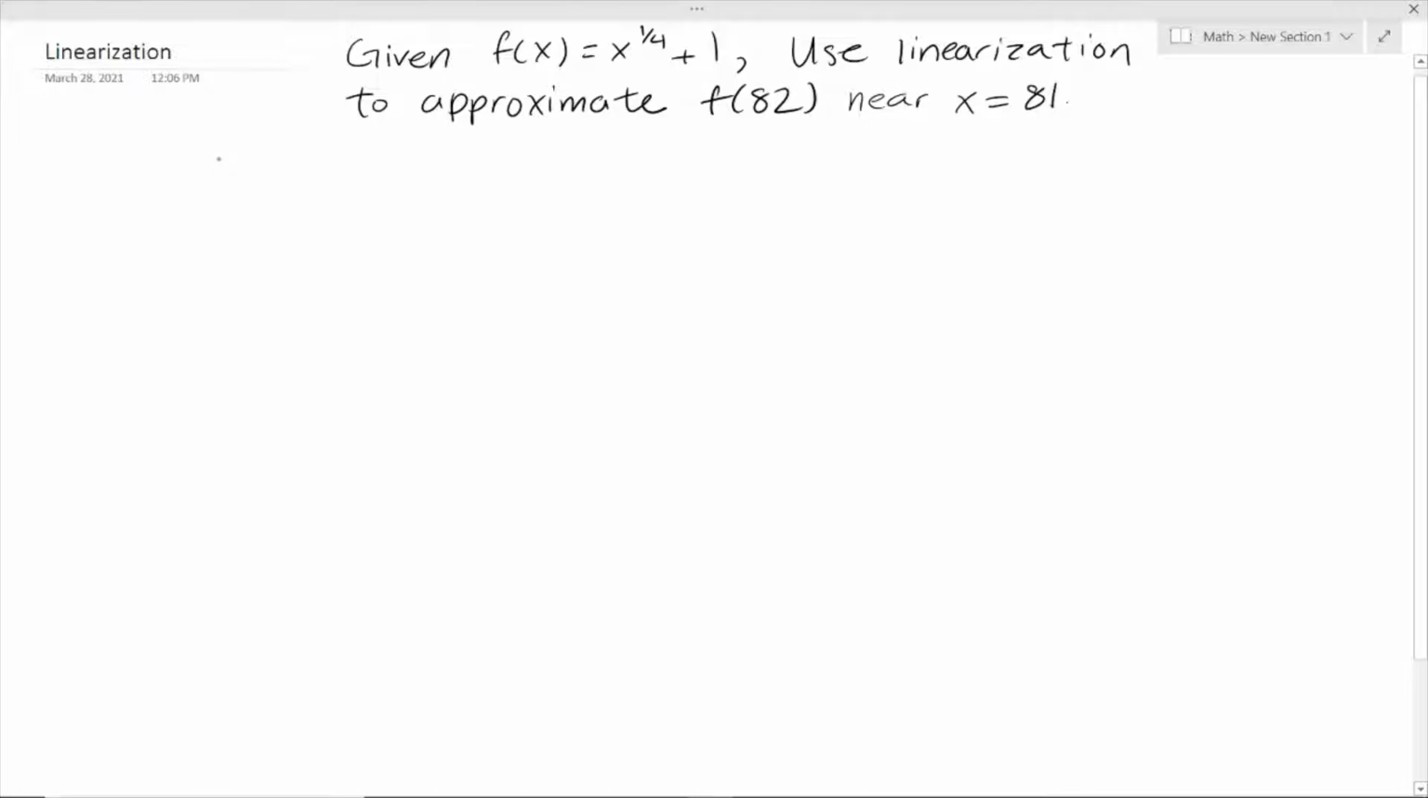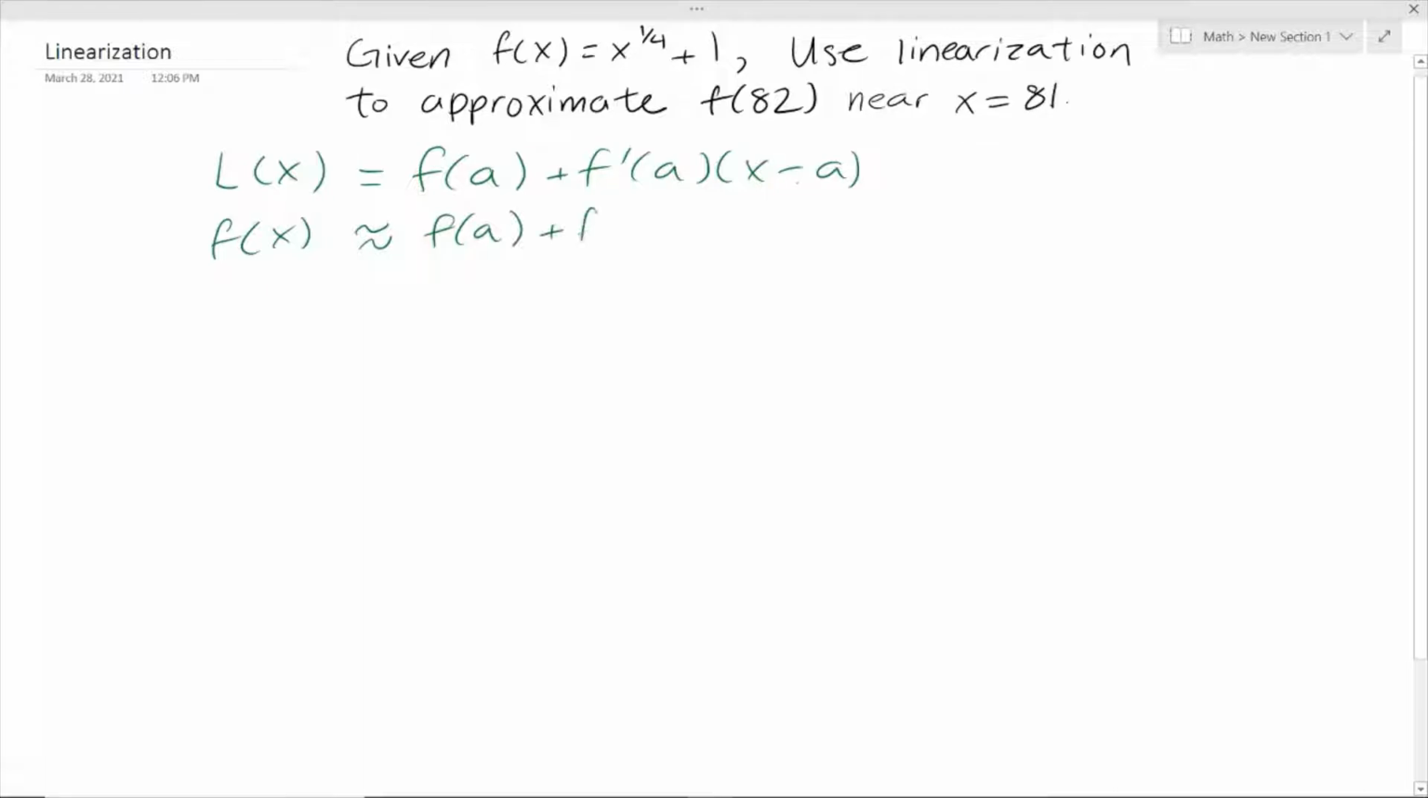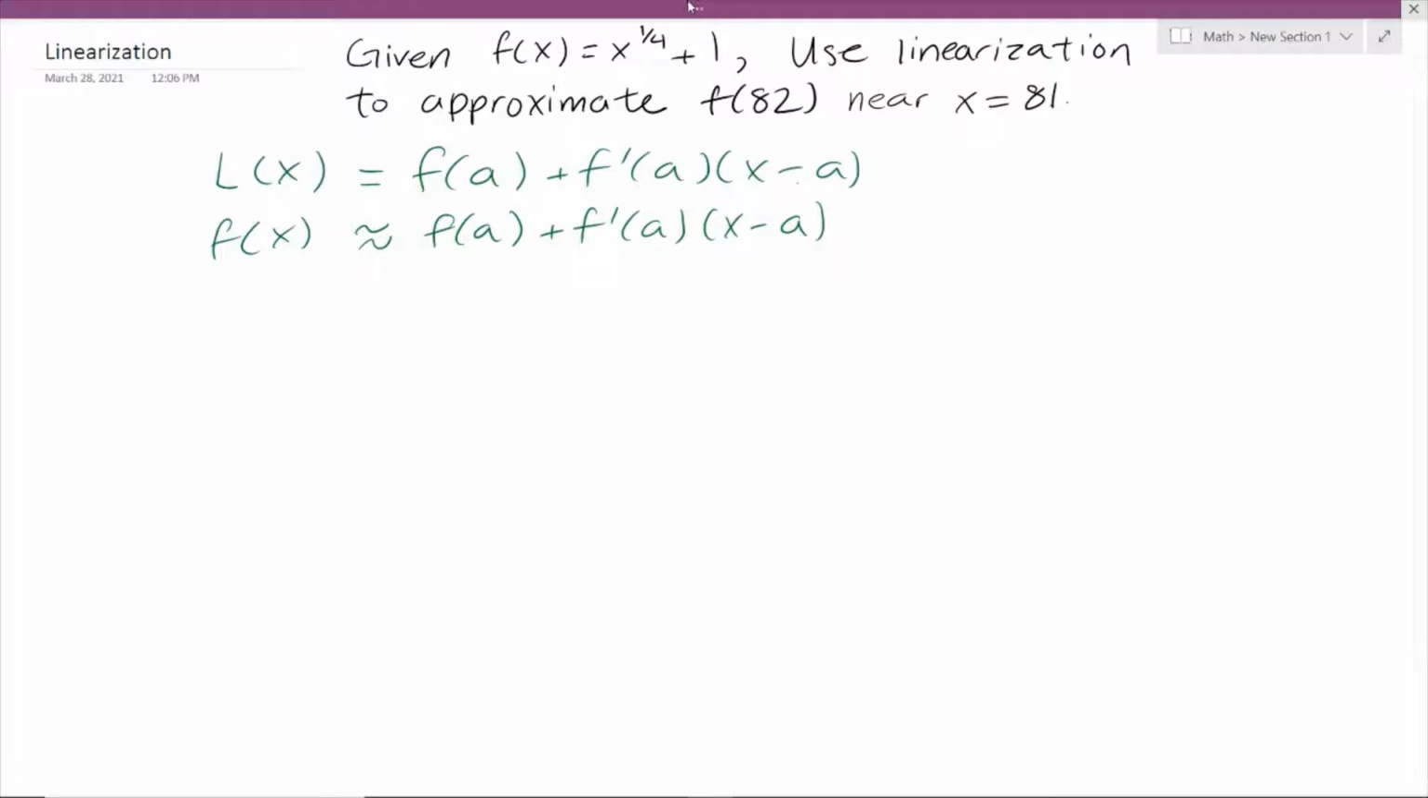So we have to recognize that we have to use the linearization equation, which is L of x equals f of a plus f prime of a times x minus a. So this approximates f of x. We can say that it's approximately equal to this equation. So we need to find f of a and f prime of a, and then we're going to plug it back into this equation.